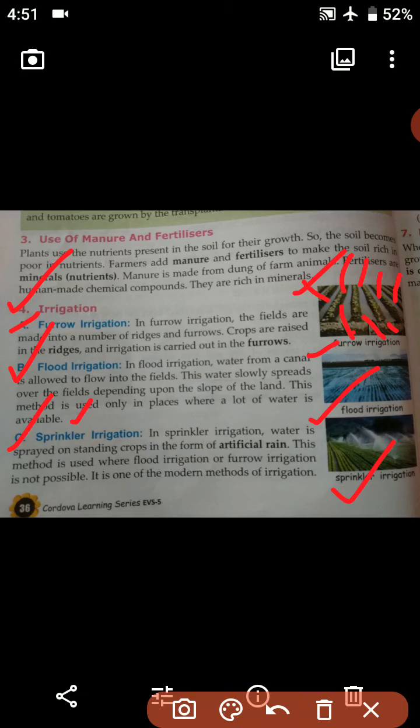This method is used where flood irrigation or furrow irrigation is not possible. So students, sprinkle irrigation is one of the modern methods of irrigation.